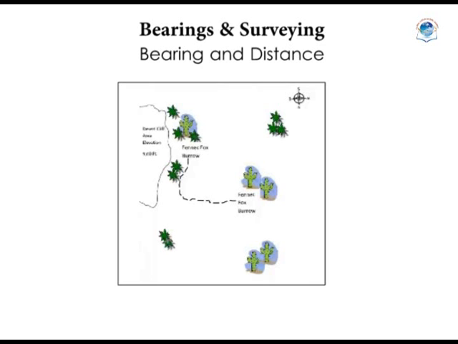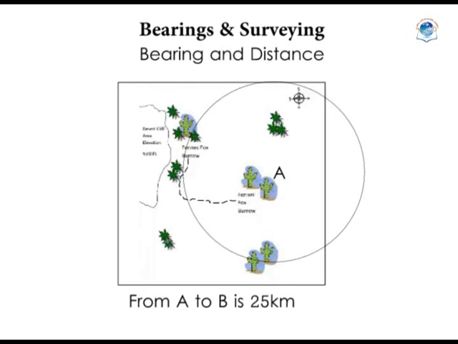Next chapter, bearing and surveying. When you want to give the position of one place from another, say from A to B, you need two things: direction and distance. If, for example, you tell someone that from A to B is 25 kilometers, the next question will be towards what direction? If you just say 25 kilometers, then B will lie anywhere within a radius of 25 kilometers from A.